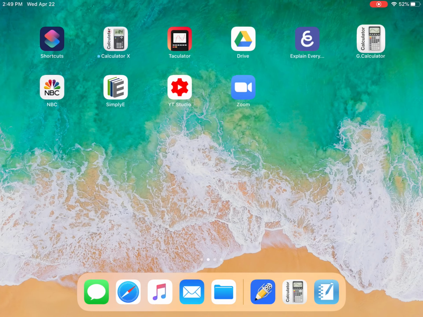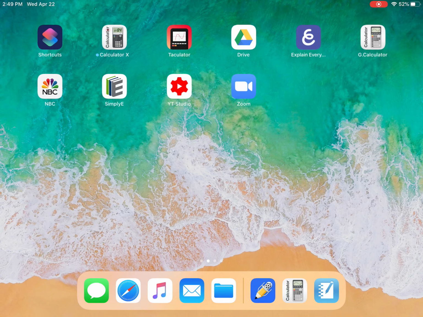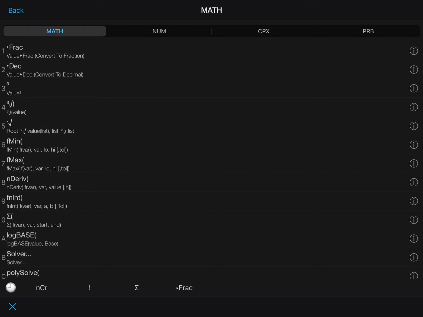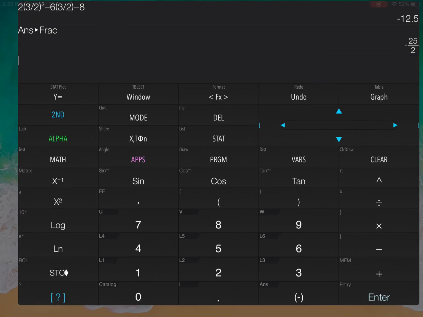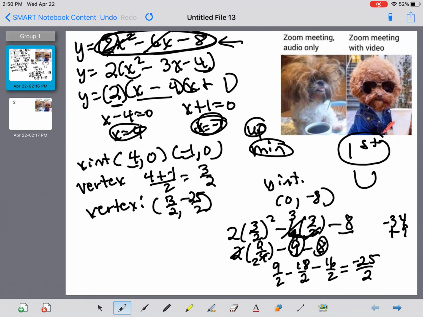Minus 6x. I'm filling this in right here. Minus 6x minus 8. So now I'm at minus 6x, which is 3/2, minus 8. And that gives me negative 12.5, which I want to go math, fraction. I get negative 25/2. So I did it by hand and I did it on my calculator. All right, so this is my vertex.